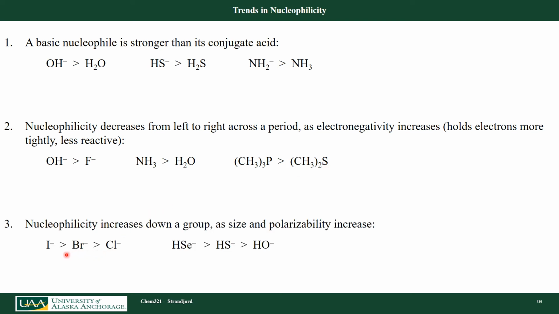Also, nucleophilicity increases down a group, so iodine, which is polarizable, is more nucleophilic than bromine and chlorine because I can distort my electron cloud and get in there to attack that carbon. And the same trend would hold if I went down from oxygen to sulfur to selenium. Selenium is a much better nucleophile, though we don't use that very often.